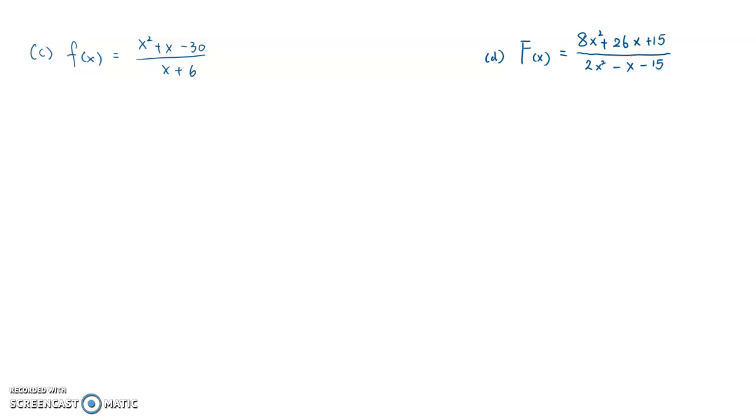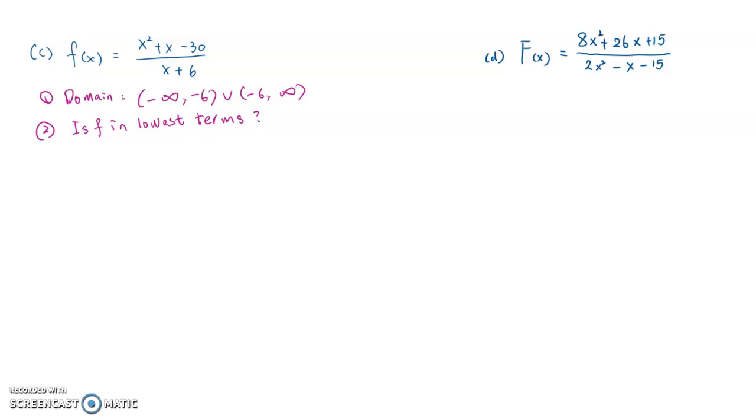In this video, we'll graph these two rational functions, starting from the first one, f of x. First, let's find the domain. For the domain, we'll look at the denominator. Whatever makes the denominator 0 will be excluded from the whole number line. So the domain will be all real numbers but -6. We can say it's from -infinity to -6 union from -6 to infinity. That's the domain.